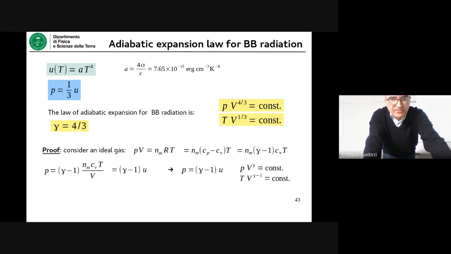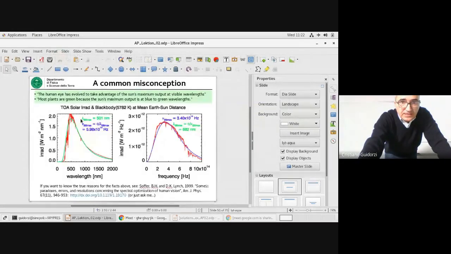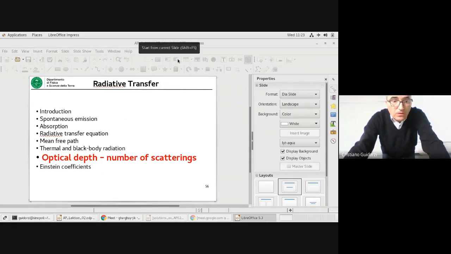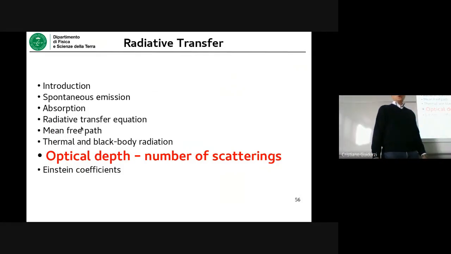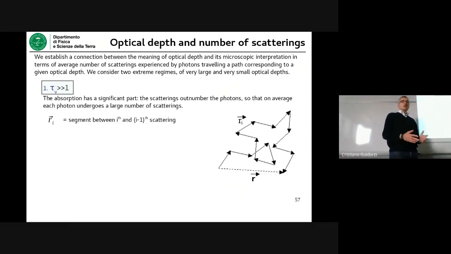In any case, you will find this. Let me get to the point where we left last time. Yes, here. As I was foretelling, today we are going to see the relation between optical depth and number of scatterings. This is another way to look at it, particularly useful. We keep considering the two extreme cases. First, optically thick, so optical depth much larger than 1, and then we will see the other case.